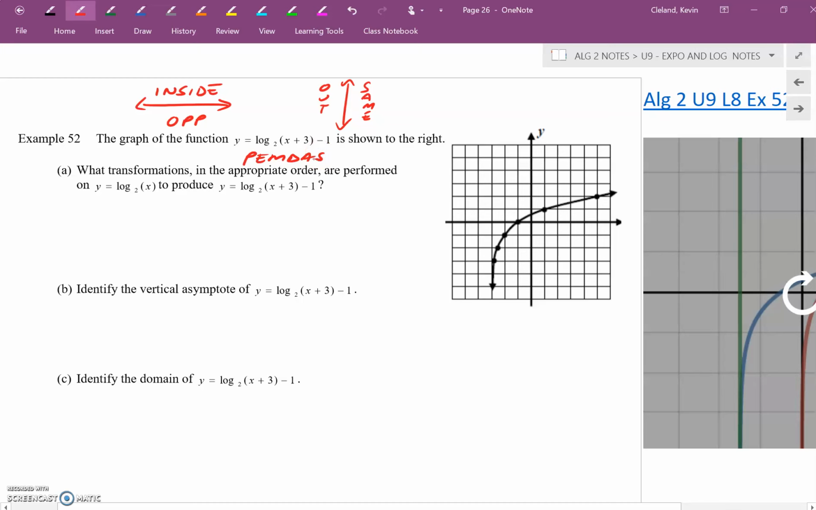In other words, when you input an x and actually do the math, what happens first? So 1, if we were to input an x, we would add 3 first. So that part is happening first, the inside part is happening first. So it's getting shifted 3 units to the left before it's being shifted 1 unit down.